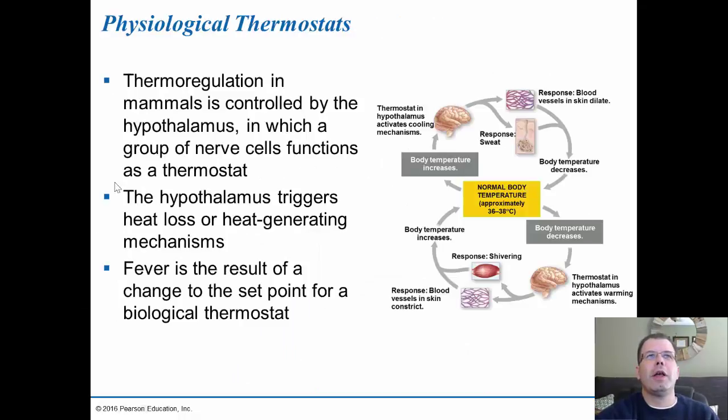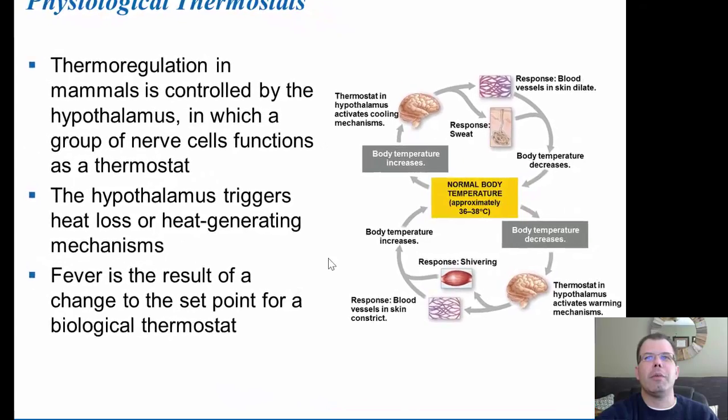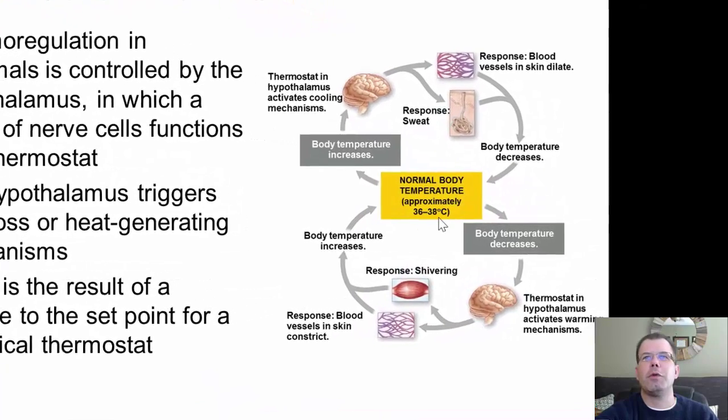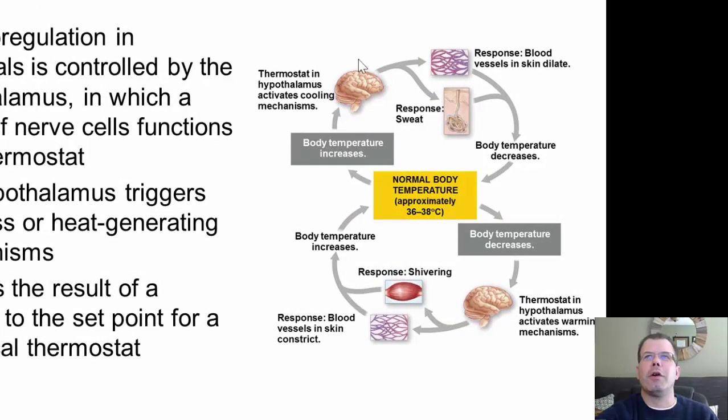Again, thermal regulation in the body is controlled by the hypothalamus, which acts as the thermostat. It triggers heat loss and heat generating mechanisms. And again, we've talked about this before, feedback loops and that stuff. When you get warm, your vessels dilate, and you get the response from the sweat. This is an exocrine gland that causes sweat to release and cool you down.